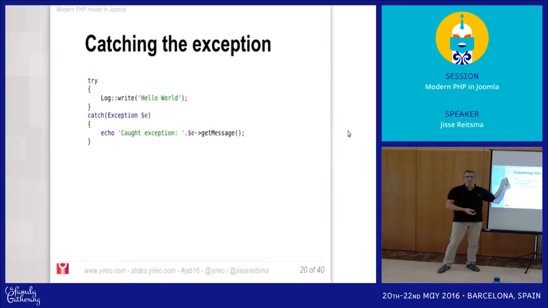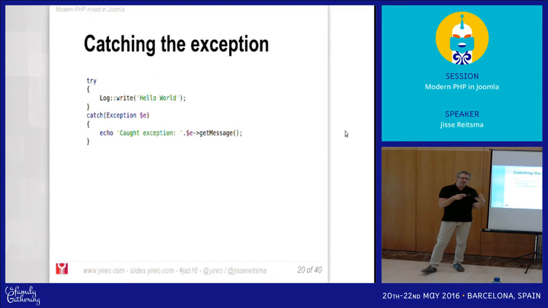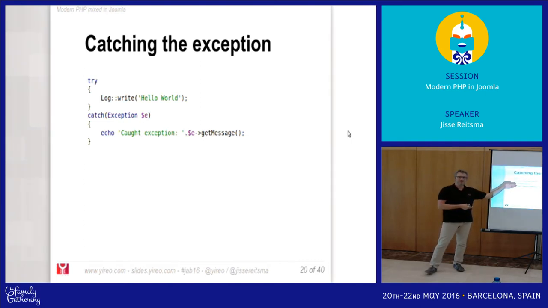But what I see in the Joomla code is we just catch exception everywhere. Yeah. Because it's a catch all, of course. Yeah, and that still makes sense somehow, of course, but as soon as you're moving into creating your own exception classes, it also makes sense that you're more specific on the catching of the exceptions as well.